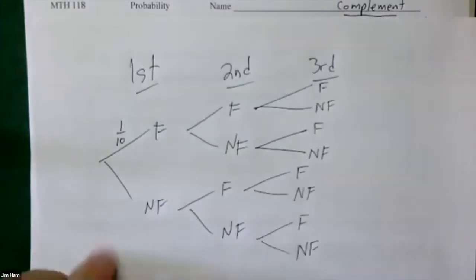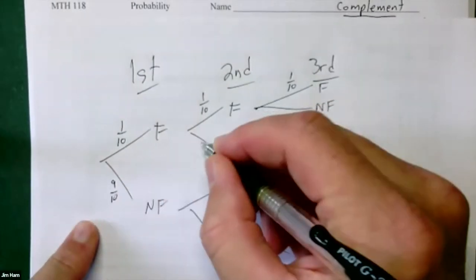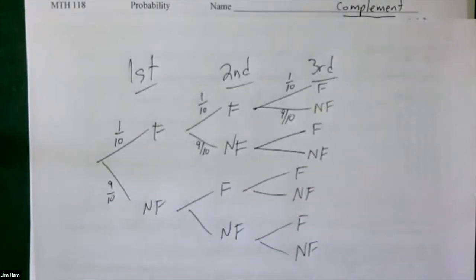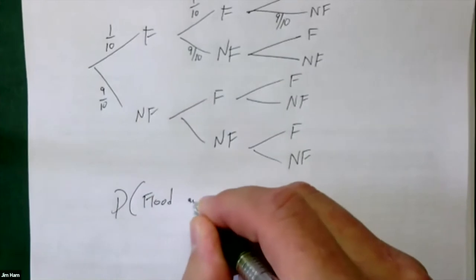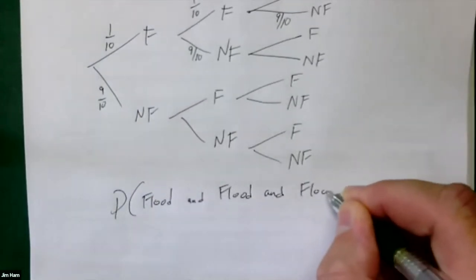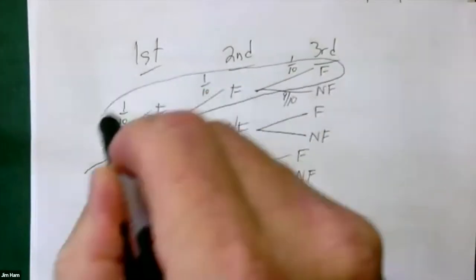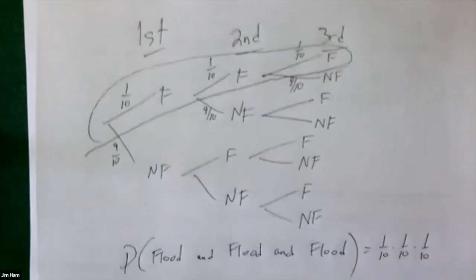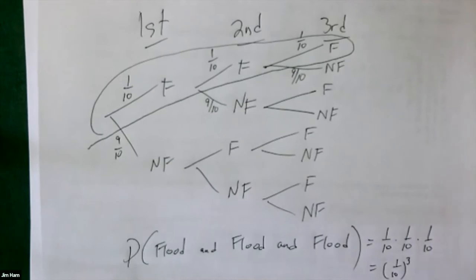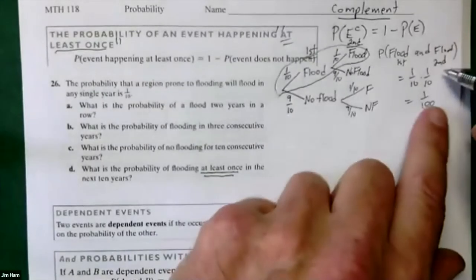All right. Probability of getting a flood is 1/10. Always 1/10. The probability of not getting a flood would be 9/10. Always. Anytime the events are independent, the probabilities will be the same. They will not change. Okay, so the probability of flood and flood and flood. These tree diagrams can go out further, but the way we would calculate this one is to multiply all the probabilities along the three different branches. So this one would be 1/10 times 1/10 times 1/10. Three different years. In mathematics, we would write that 1/10 to the third power. It does simplify to 1/1,000, which is 0.1% or 0.001.